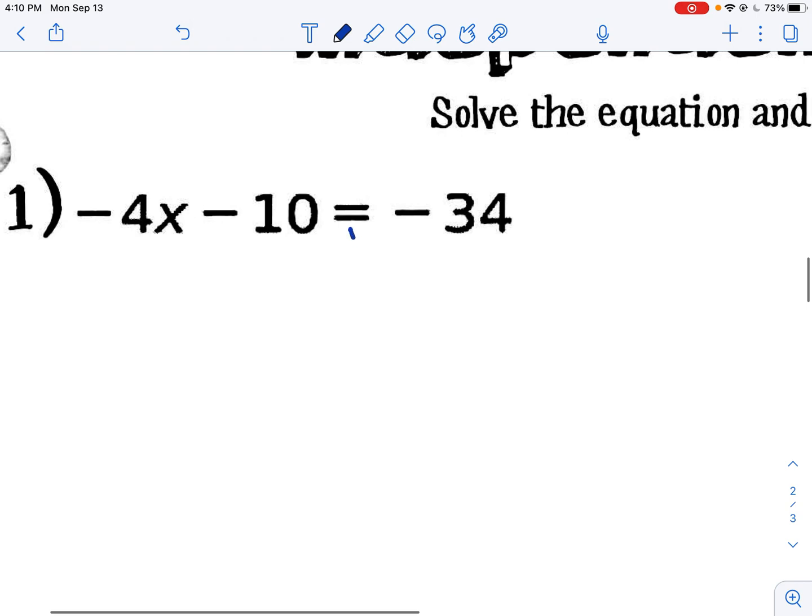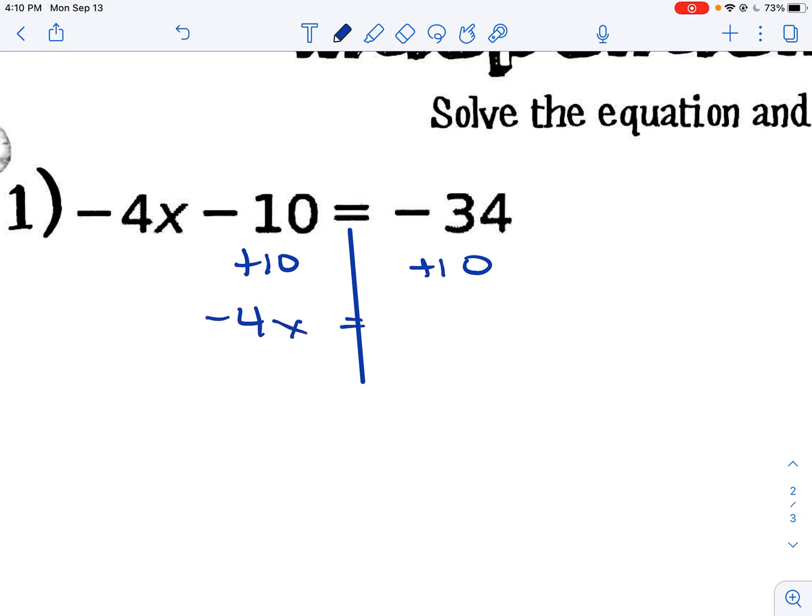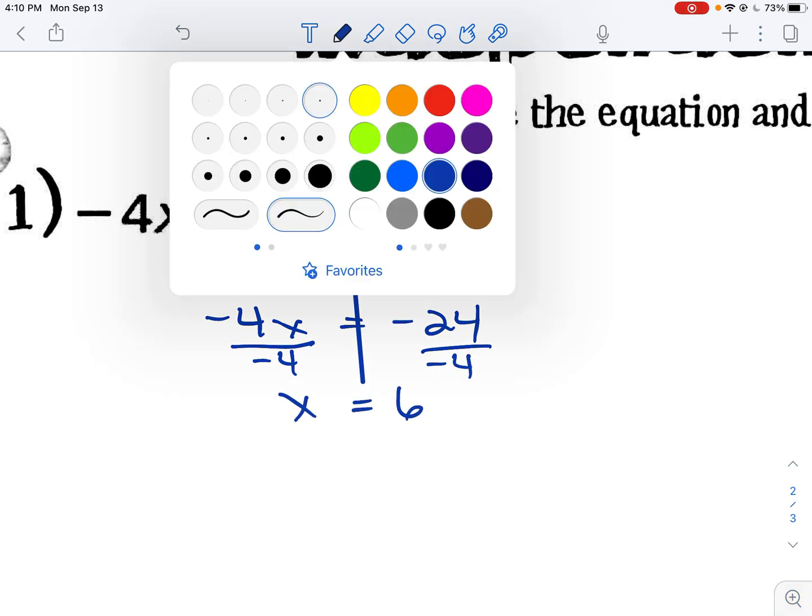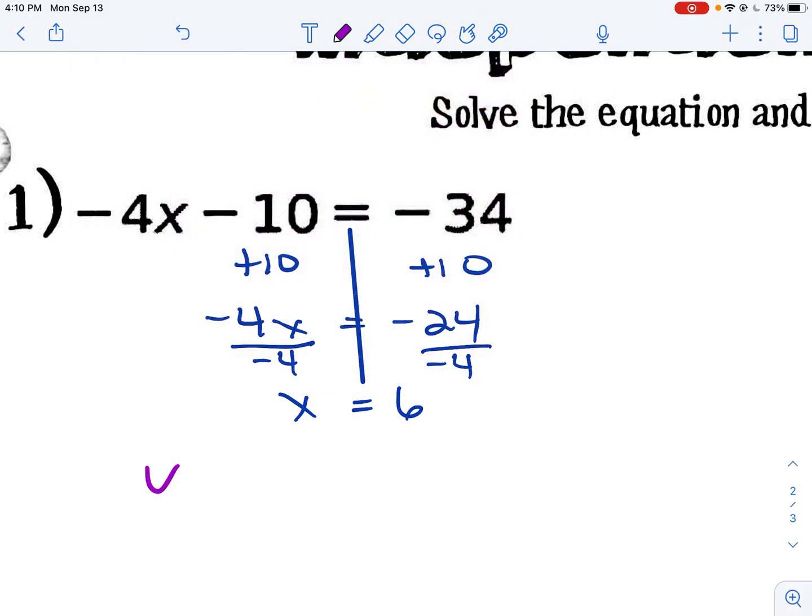Okay, so let's try these down here. Okay, here we go. I add 10 to both sides, because that's the opposite of subtracting. I get negative 4x equals negative 24. Then this is multiplication. The opposite of multiplication is division. So I get x equals 6.